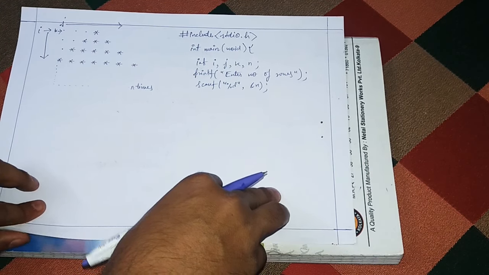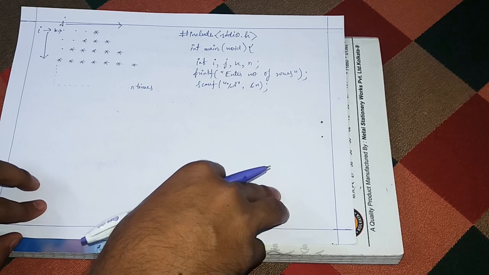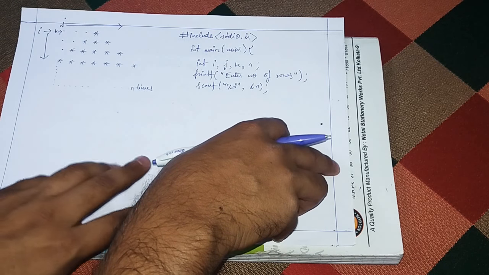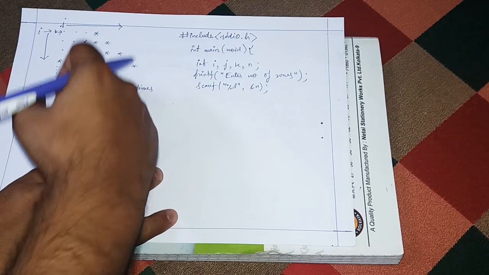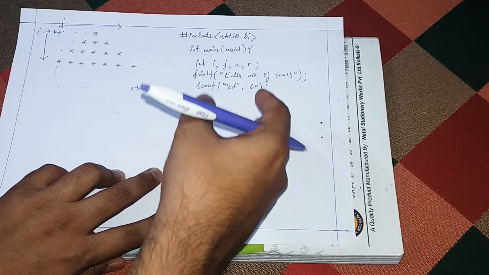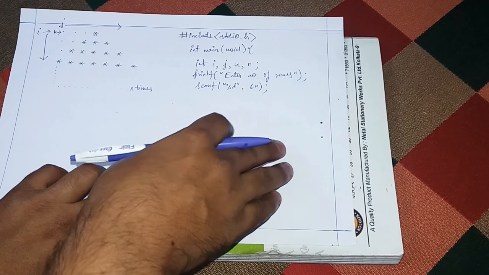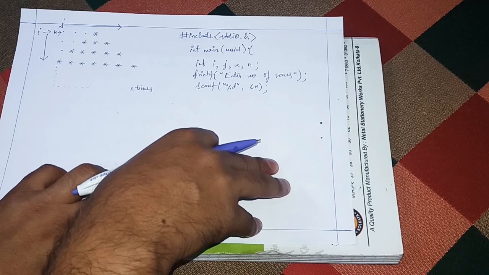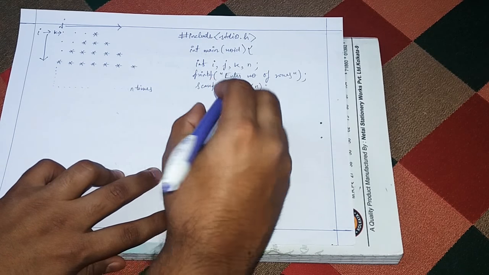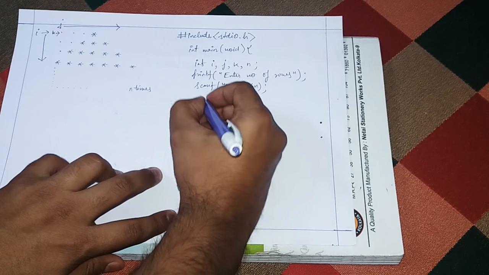Now we have taken the number of rows the user wants to print. Now we need to start the I loop. The I loop will take care of the number of rows that we are actually printing. Suppose in this question the user has taken the value of n as 4, but you can take any value, it's up to the user.